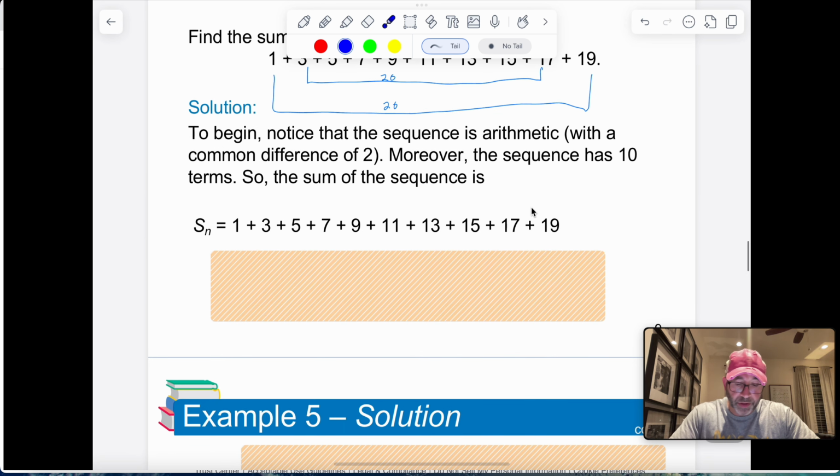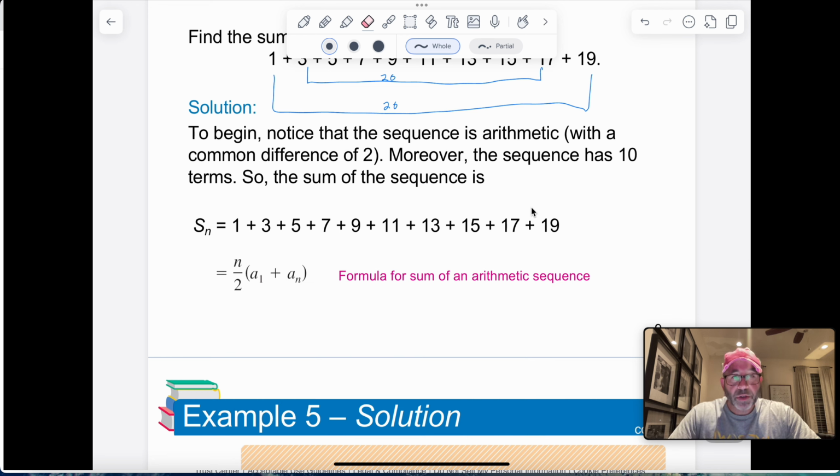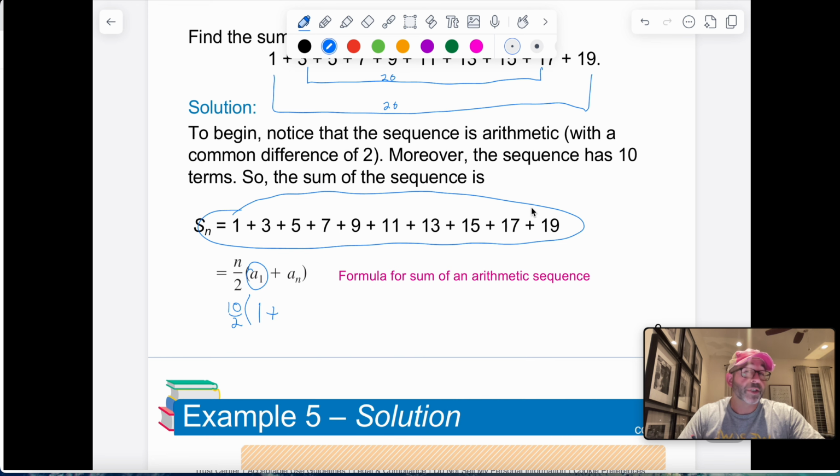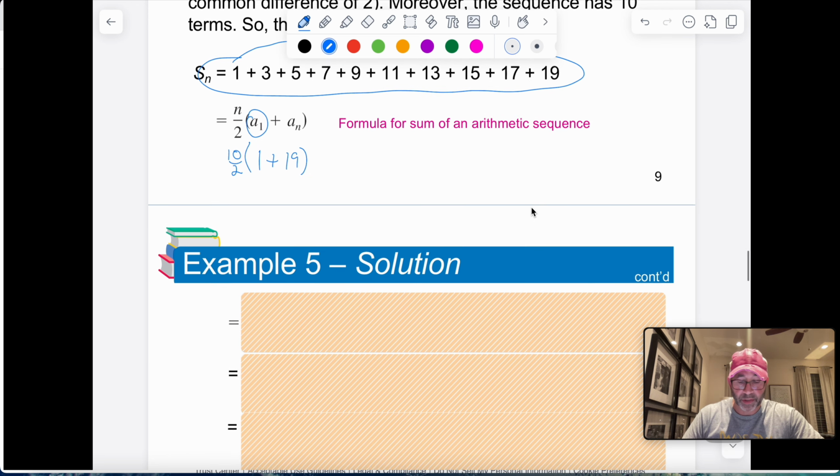So let's plug in those values so we can actually see it, okay? So when we say S of n equals n over 2 times a1 plus a sub n, we know that there are 10 terms here, so we're going to say 10 divided by 2. My first term is equal to 1, and my nth term, which is my last term, is equal to 19. That's that formula we just said.